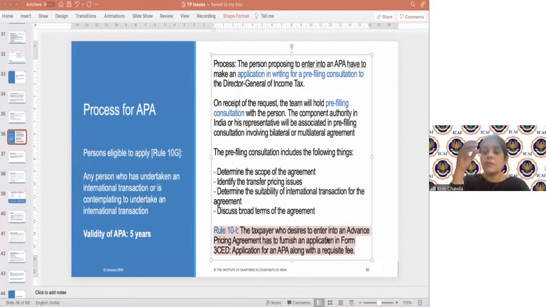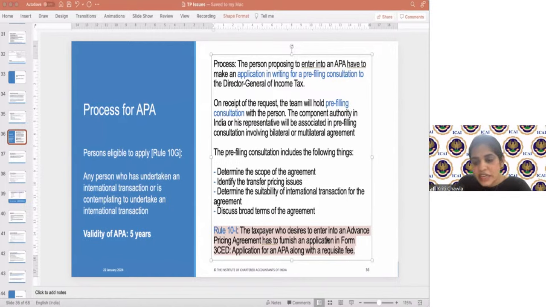Well, APA is a wider term, and within APA, to understand the validity of the APA, the validity of APA is 5 years, and then there is a rollback provision. So rollback provision is more like a component of APA, meaning to say that APA can be rolled back. When I say APA can be rolled back, that means you can get clarity on back 4 years also. So APA validity has a rollback provision.